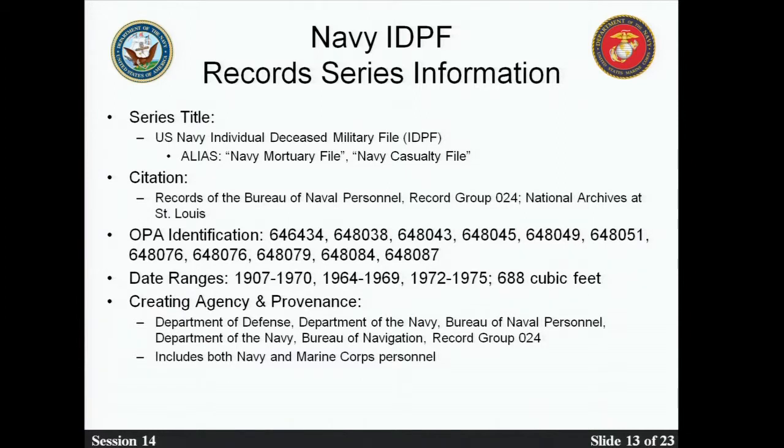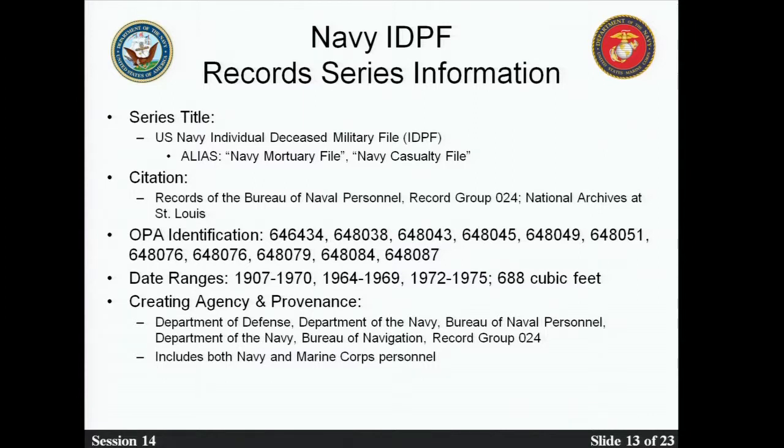Of course, the citation's different. Records of the Bureau of Naval Personnel, Record Group 24, and here in St. Louis. Now, these include Marines as well as Navy, and of course the Marines are a different record group, Record Group 127, but when they become a mortuary file or casualty file, they become part of Record Group 24. The OPA identification numbers are listed there for the online public access.